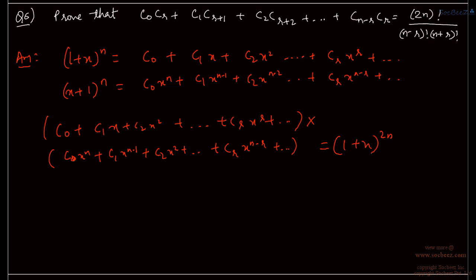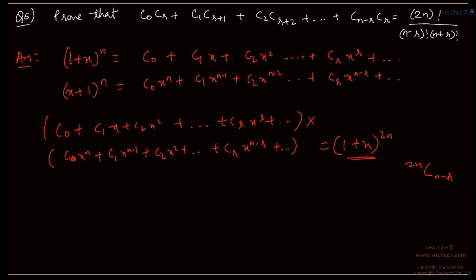Okay. So now what we do is, if you look at the result of the proof, on the right hand side we have 2n factorial by n minus r factorial into n plus r factorial. So this is nothing but 2nC(n minus r). If you look carefully, this is nothing but the (n minus r plus 1)th term of this expression, right?